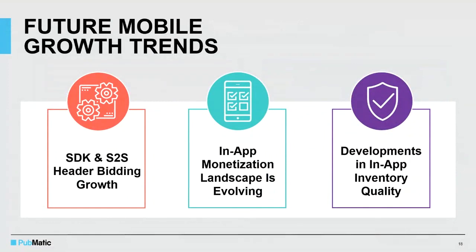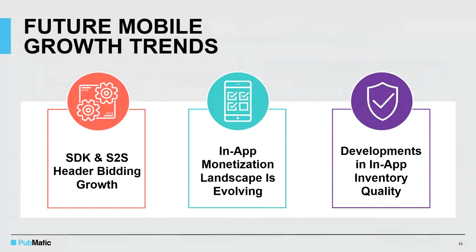So these reasons are all driving in-app header bidding. And the InMobi study I was talking about earlier said that 52% of publishers are planning to use in-app header bidding in the next 12 months.